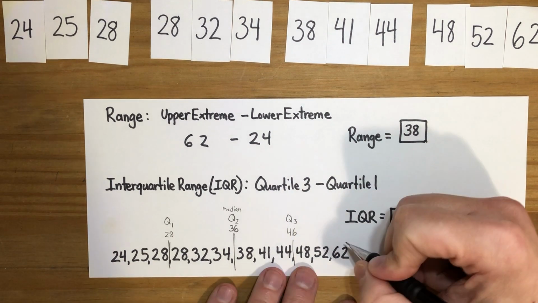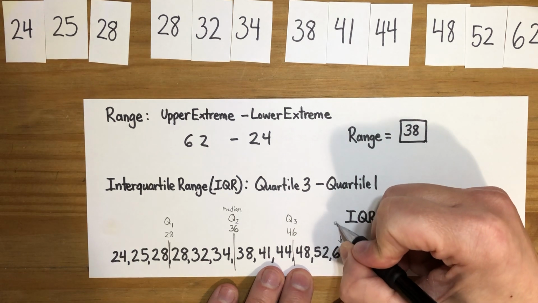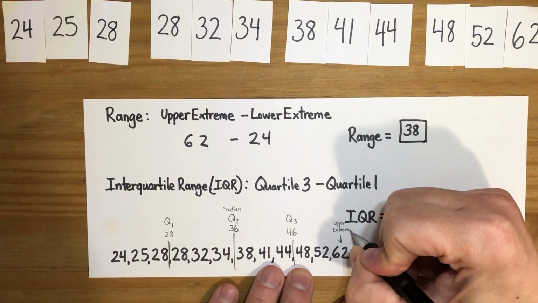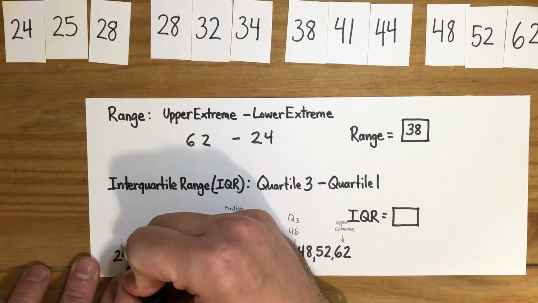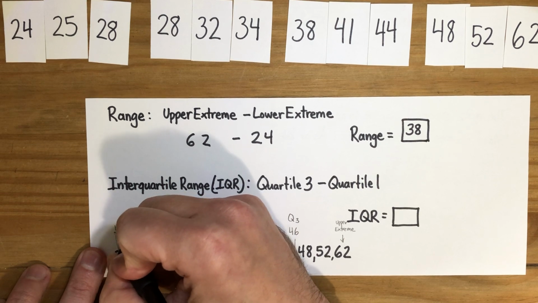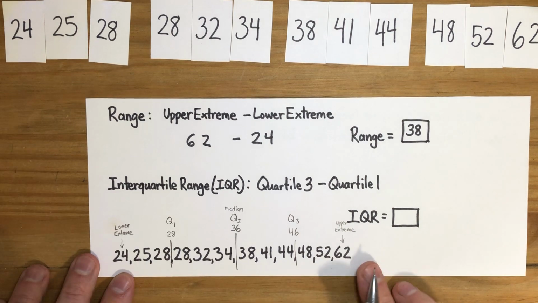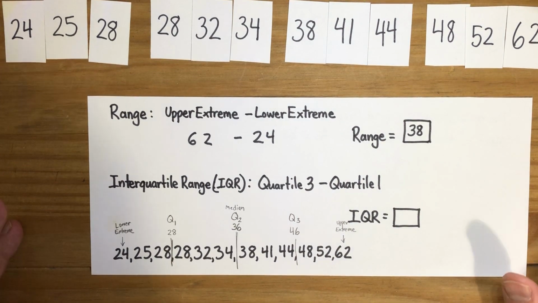While we're here, since we already identified this as my upper extreme and this as my lower extreme, I think it's worth noting that those 5 numbers are called the 5-number summary. And what's cool about the 5-number summary is it helps you to identify your median, your interquartile range, and your range. And it tells you a lot about a data set. It tells you where the center of the data is, and it tells you how spread out it is, both the entire data spread out as well as the center of the data.